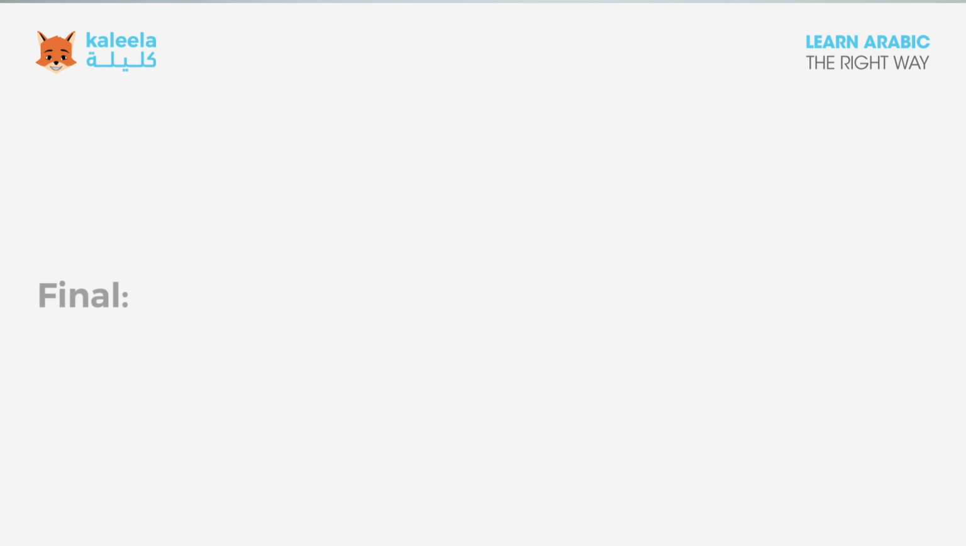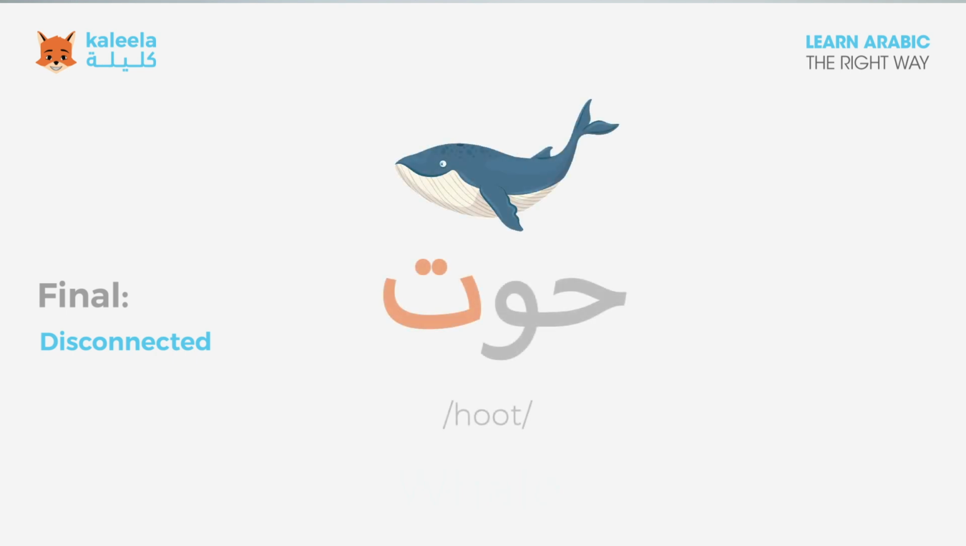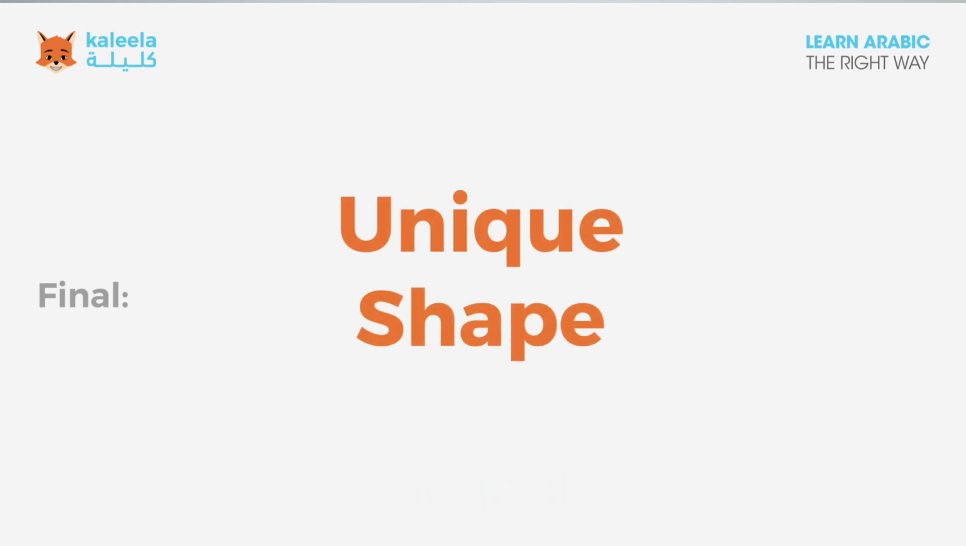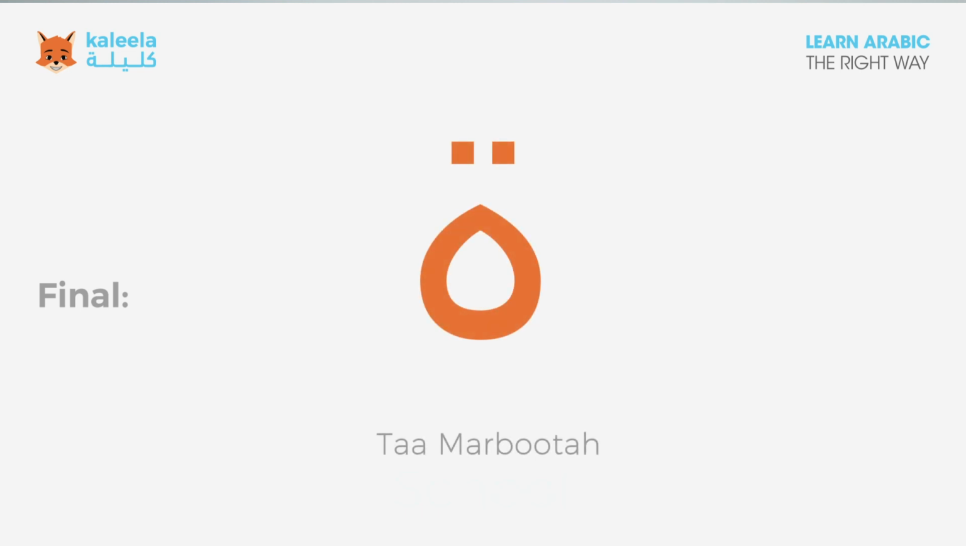The second case, at the end while being disconnected from the previous letters in the word, as in hoot, which means whale. Again, when the letter Ta is preceded by a letter from the first group, then it is disconnected and looks like a smiley face. The third case, it is a unique shape of the letter Ta. It is called Ta marbuta and looks like this, a circle with two dots above it.